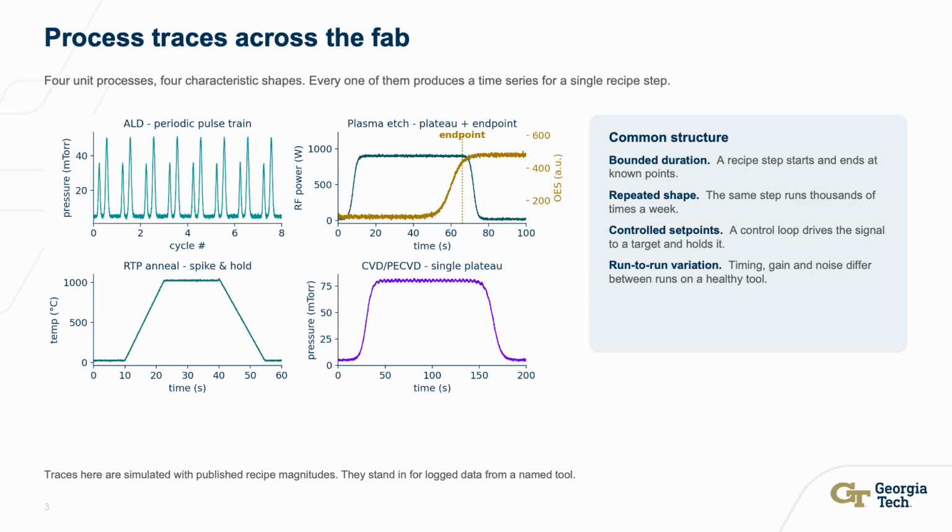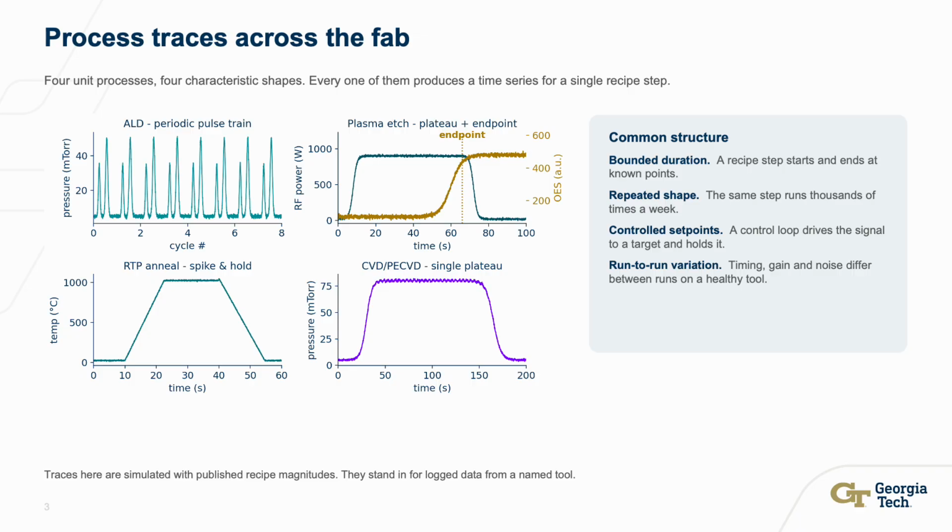Before we pick a signal to work on, look at what these traces actually look like across different processes. Top left is atomic layer deposition. The recipe is a pulse train, so the trace is periodic, 1 cycle per dose. Top right is a plasma etch.